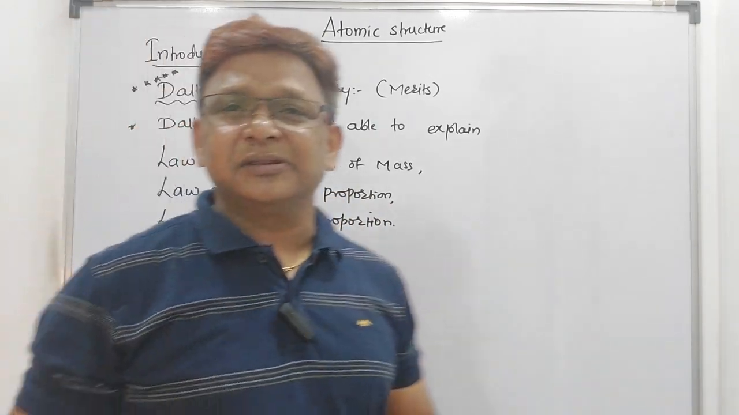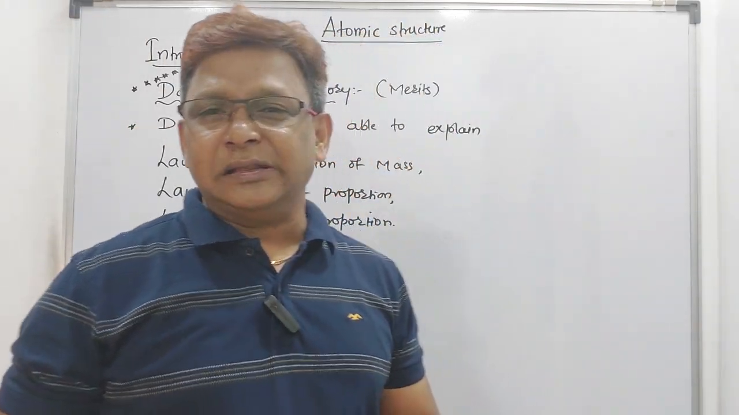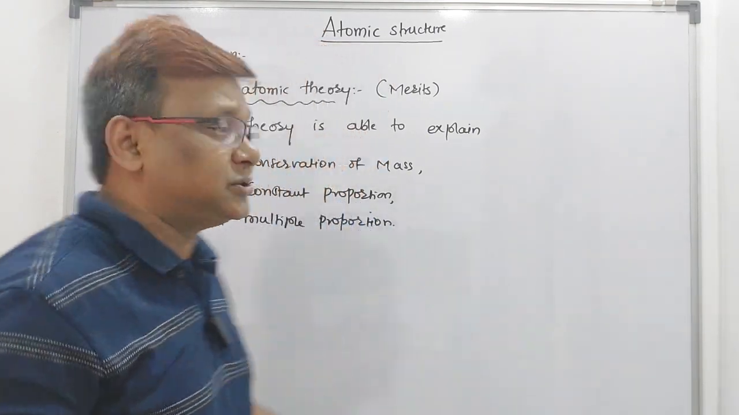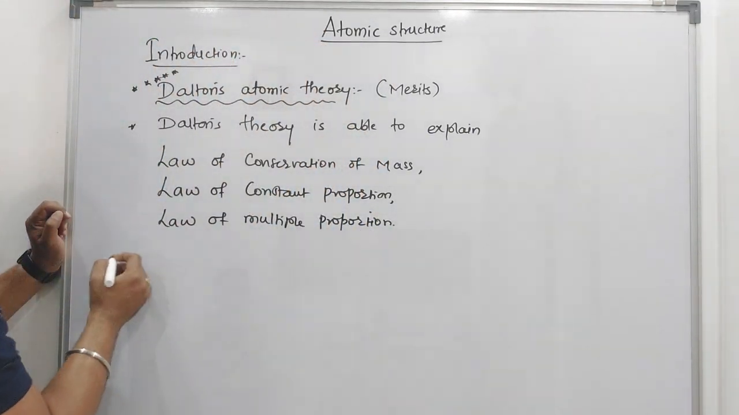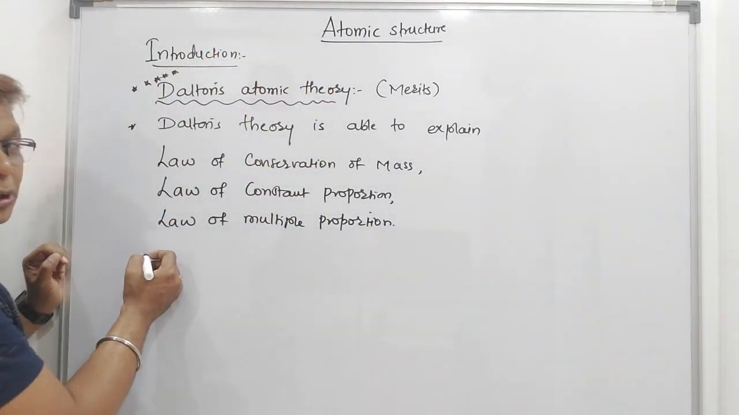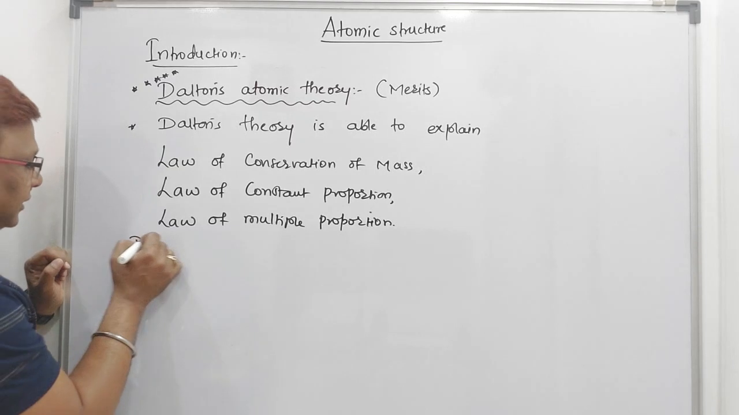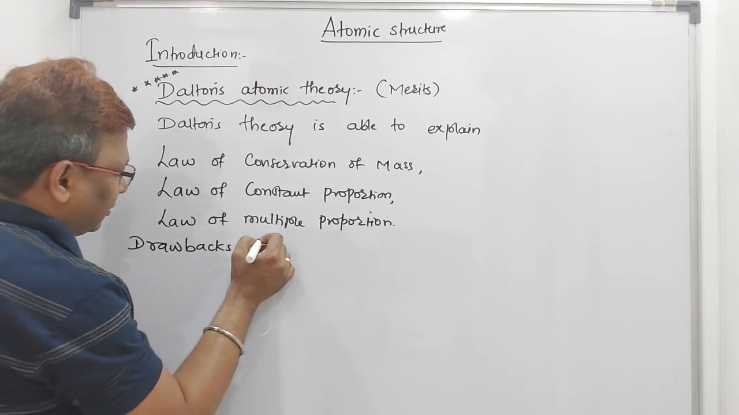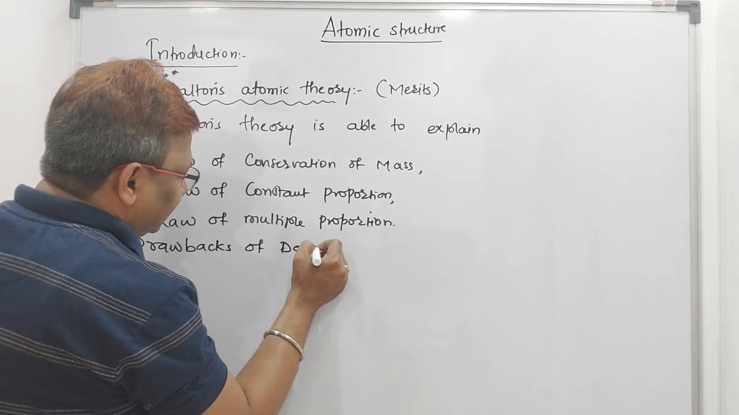But at the same time some demerits are also there. What is the demerit, beta? He failed to explain the internal structure of the atom. This is the merits. Then we'll see the demerits, or better to say, beta, drawbacks. So these are the drawbacks of Dalton's atomic theory.